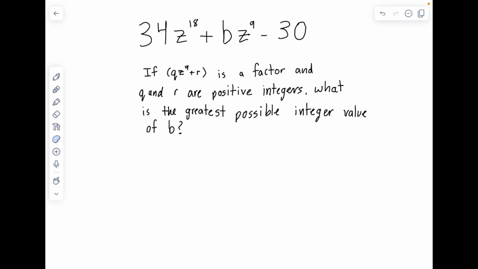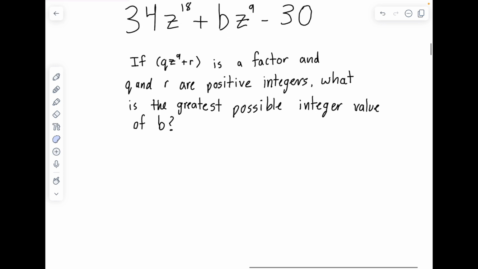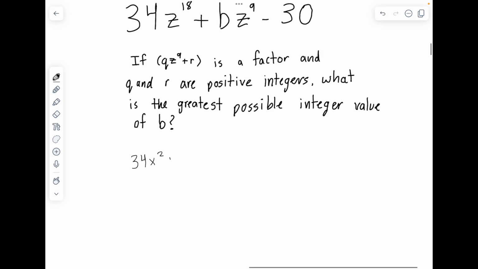So in this first problem, 34z to the power of 18 plus bz to the power of 9 minus 30, and we know that qz to the power of 9 plus r is a factor, and q and r are both positive integers. What is the greatest possible integer value of b? Okay. So first let's rewrite it as 34x squared and bx, just to make it easier to see.